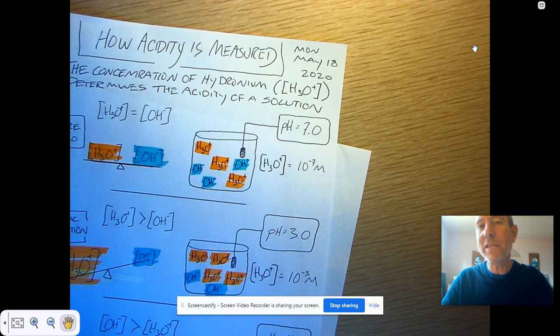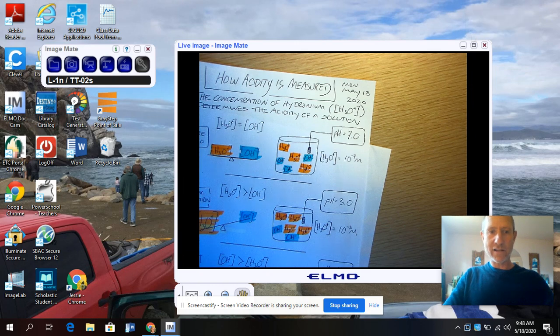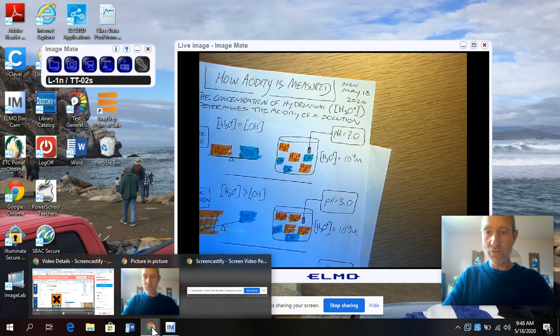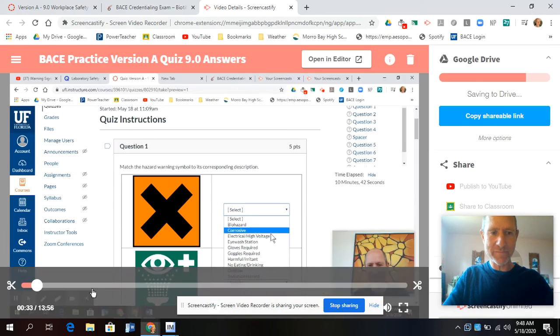It's measured with pH probes, and pH probes measure the concentration of hydronium ions. Okay, that was good. I think we did pretty good on that one, you guys.